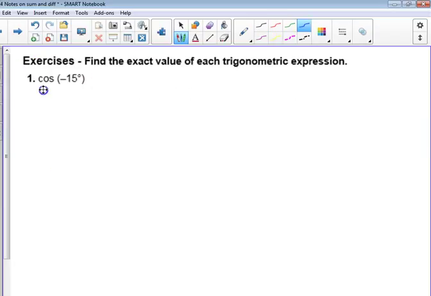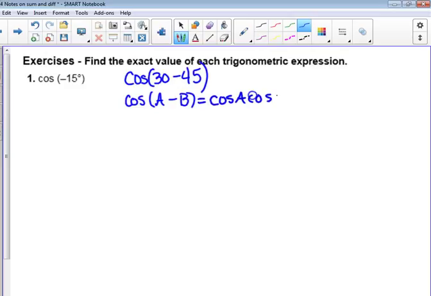Okay, cosine of negative 15. I need two numbers that add or subtract to negative 15 from our unit circle, not any numbers anywhere. Okay, 30 minus 45 would work. There are others that would work, okay? Now, underneath this, I'm going to write out the rule this time because it's the first time we're doing it. Eventually, I'm just going to assume you know where to find it. The rule says cosine A, cosine B, plus sine A, sine B. Did I copy the right one, guys?